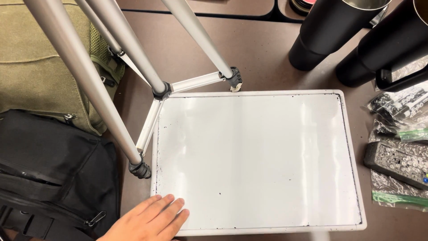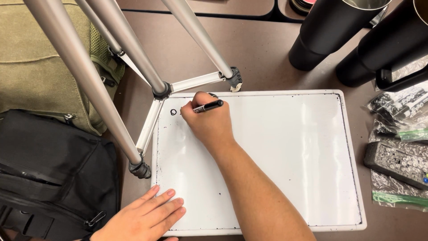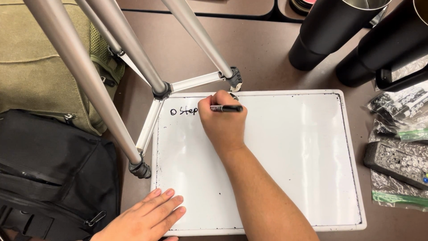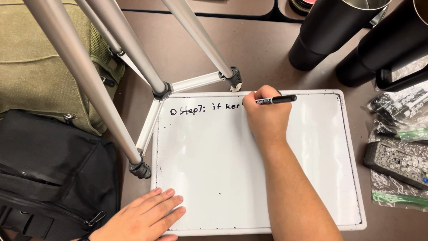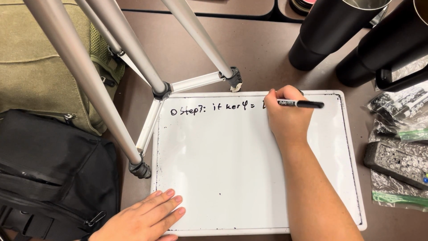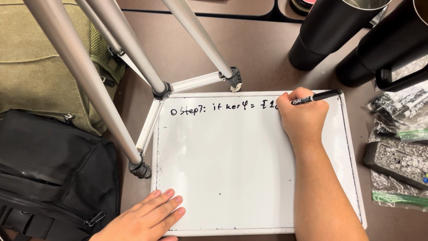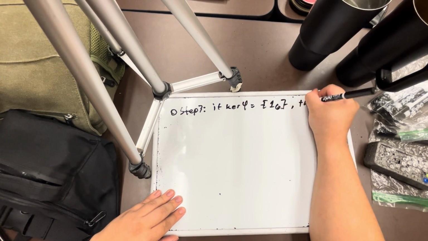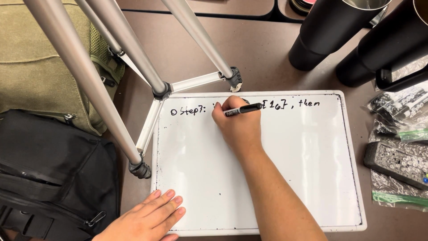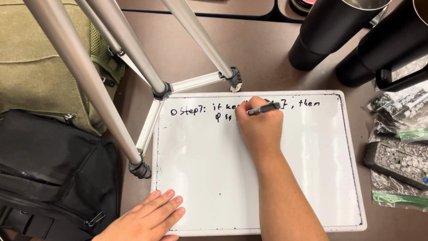So let's go the other way. If the kernel of phi is equal to the singleton set containing the identity of G, then phi is injective. That's what we want to find.